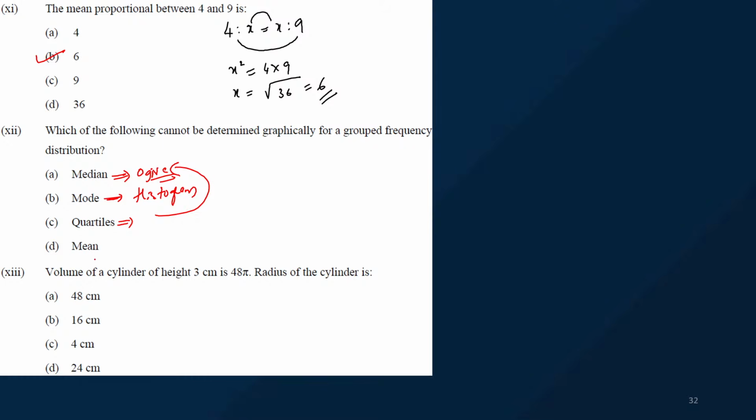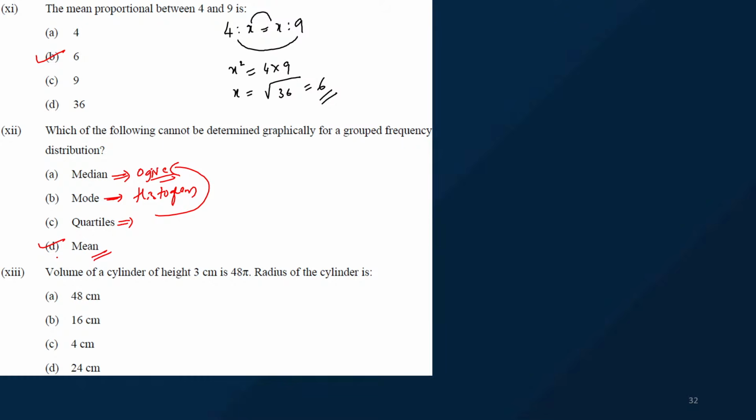But for the mean, I have three different methods of finding it. Correct, children? So here I don't use a graph. So my right option would be mean. Clear? Okay.